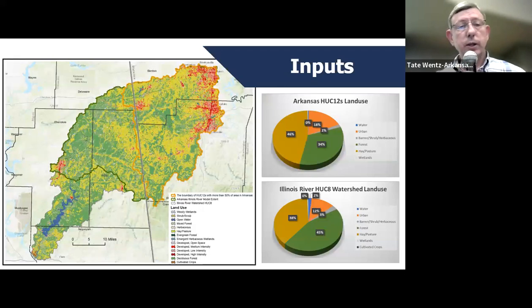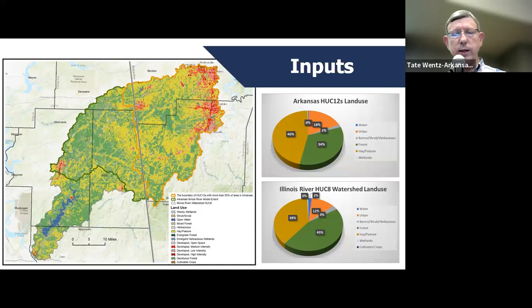We use the 2019 National Land Cover Database. That's the most recent national database that covers both sides of the state line for the whole watershed. And like I say, you can see there, we've got the pie charts in there that show the distribution of land use.